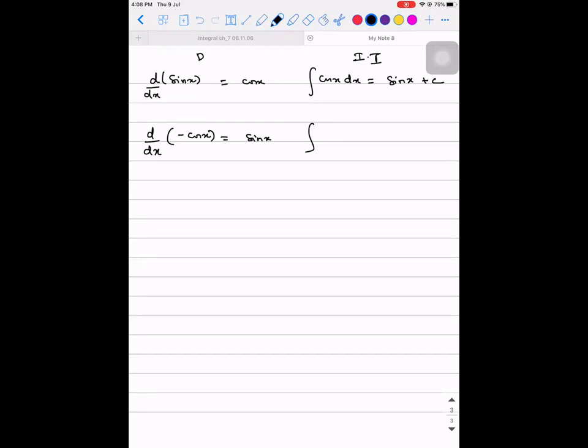So d by dx of minus cos x is sin x. So the integral of sin x will be minus cos x. d by dx of tan x is secant square x. So what will be the integral of secant square x? Tan x plus c. Sir, why do we take d by dx of minus cos x? Why can't we just take cos x? You can take it. Then the integral question should be the integral of minus sin x. Oh, okay.